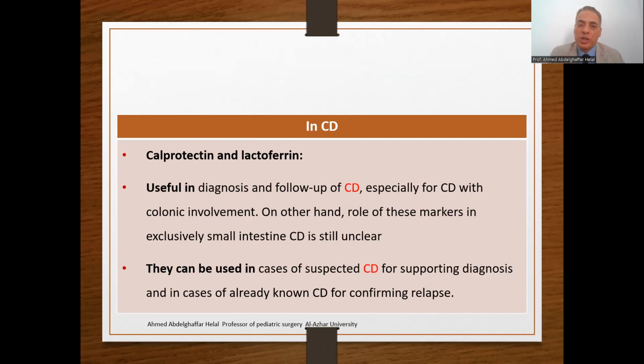In Crohn's disease, calprotectin and lactoferrin usually help in the diagnosis and follow-up of the disease, especially if the Crohn's disease involves the colon. In such cases, it will be challenging for the pediatric surgeon, as ulcerative colitis commonly affects the colon and rectum. So in a child with Crohn's colitis, it may be difficult to diagnose that the disease is Crohn's, not ulcerative colitis.